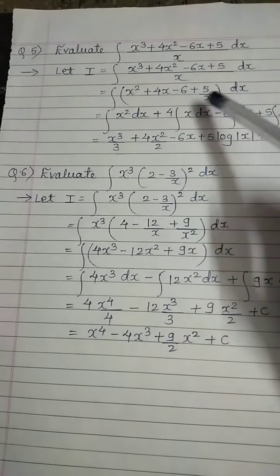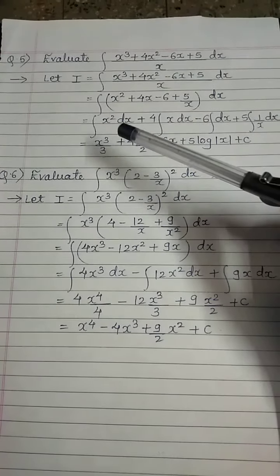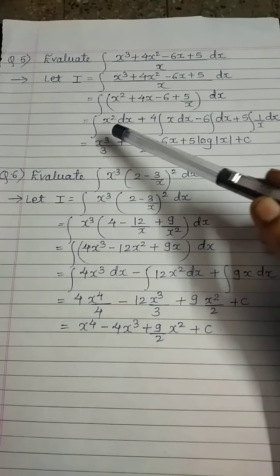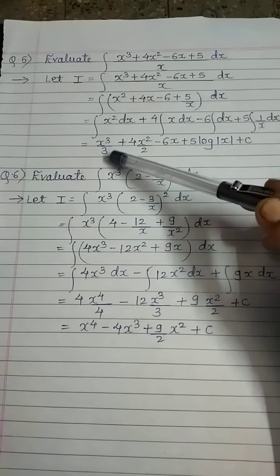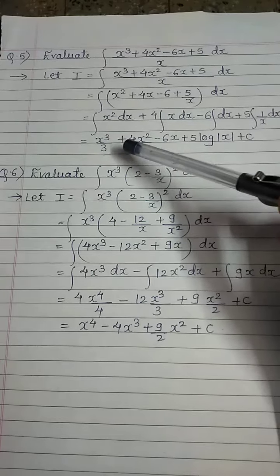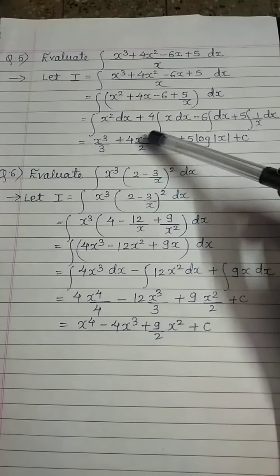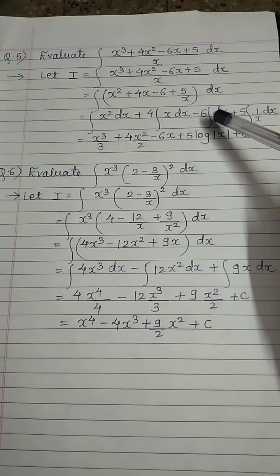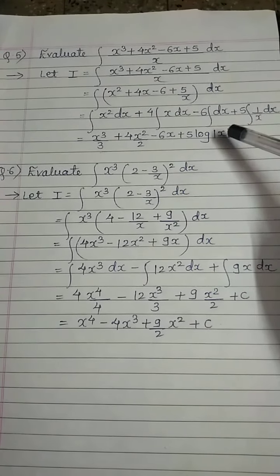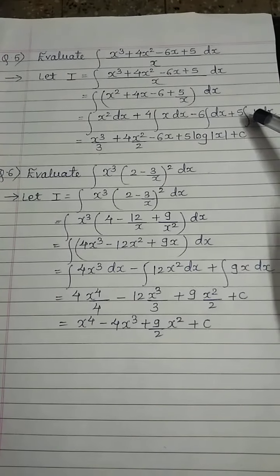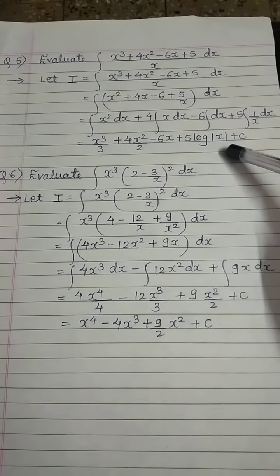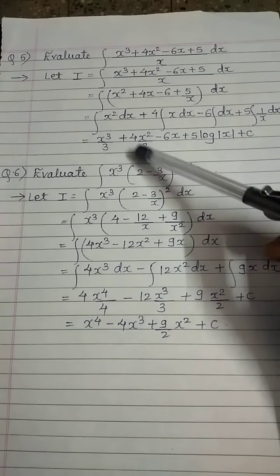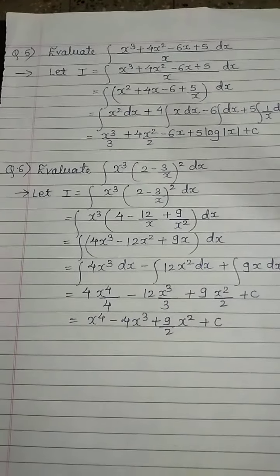Now since the 4 terms are present, we will write the integration sign 4 times. So integration of x square will be x cube upon 3 plus 4 as it is, integration of x will be x square upon 2 minus 6 as it is, integration of 1, that is x, plus 5 as it is, integration of 1 upon x is log mod x, and plus c. Here we can simplify this by dividing 4 by 2.